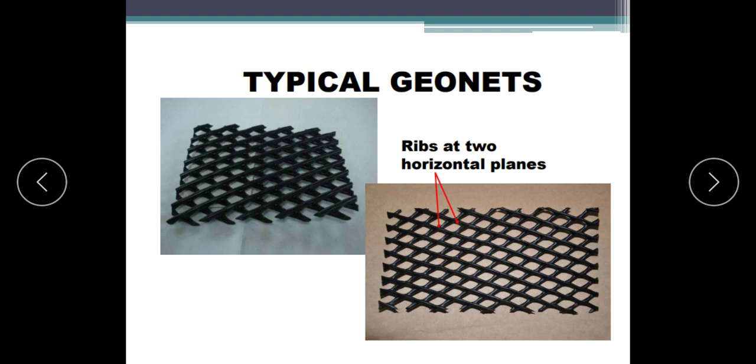You can observe the ribs at two horizontal planes which are in different planes, so there is a diamond shape. You can observe the aperture is of diamond shape. The thickness is also more than the geogrids.